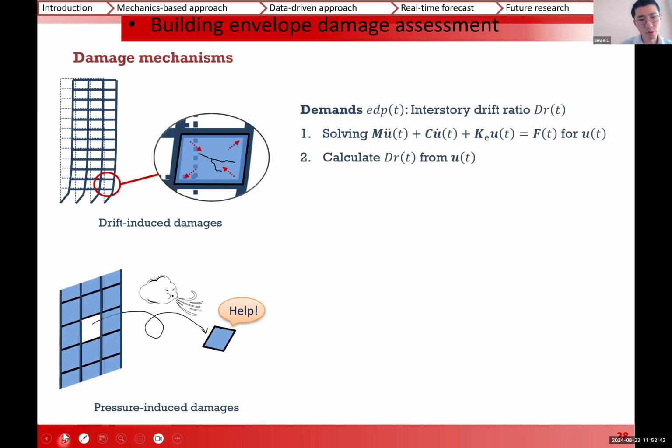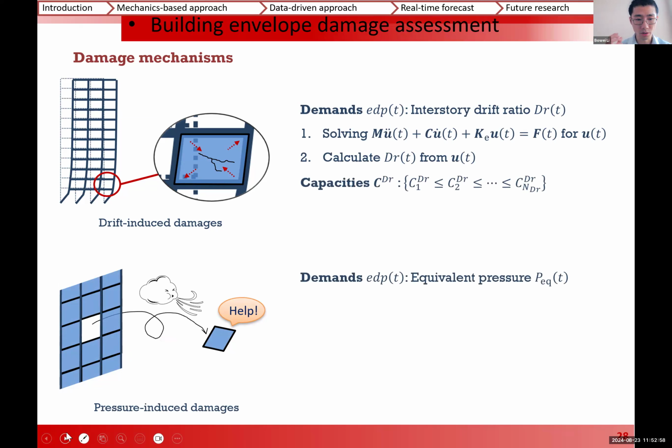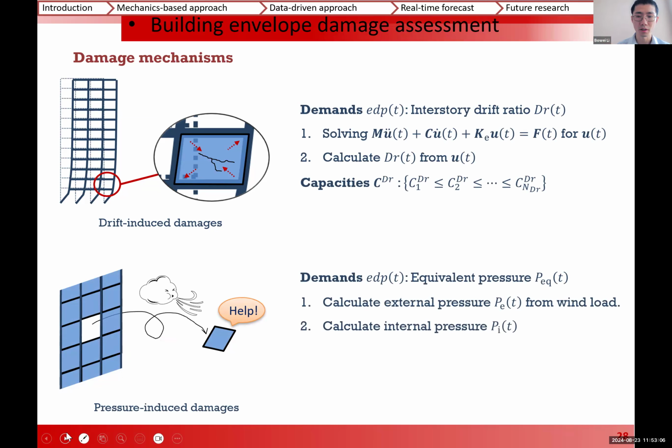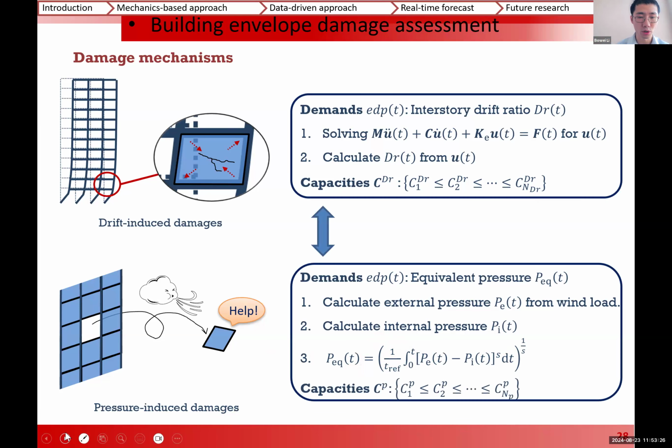Okay, so regarding drift-induced damage, the demand, as indicated by the name, is the interstory drift ratio, which can be obtained by solving the structure dynamics. For the pressure-induced damage, the demand is the equivalent pressure, which requires us to calculate the external wind pressure and the internal pressure, and then we can go ahead to evaluate the equivalent pressure. It should be noted that the two sources of damage can couple. For example, if a specific envelope element has already been damaged by drift, you would expect it is easier for pressure-induced damage to happen.